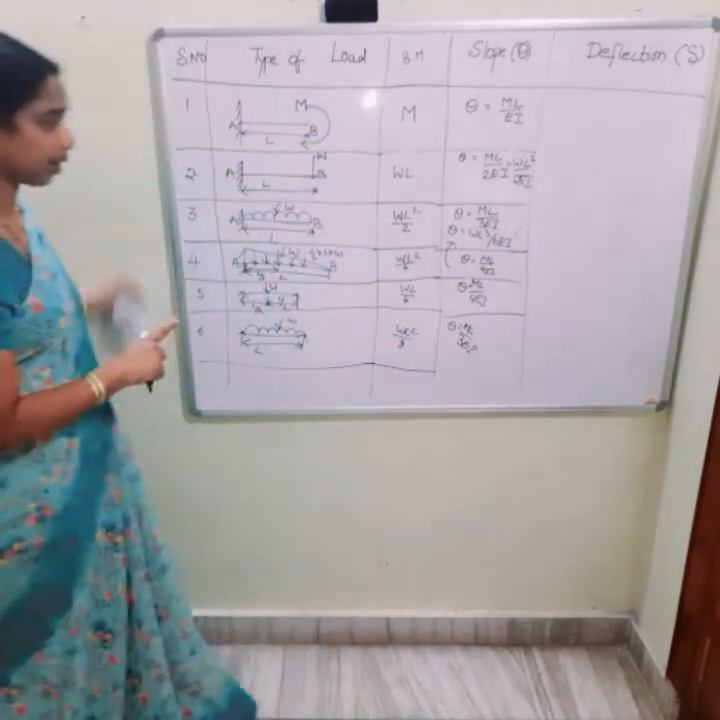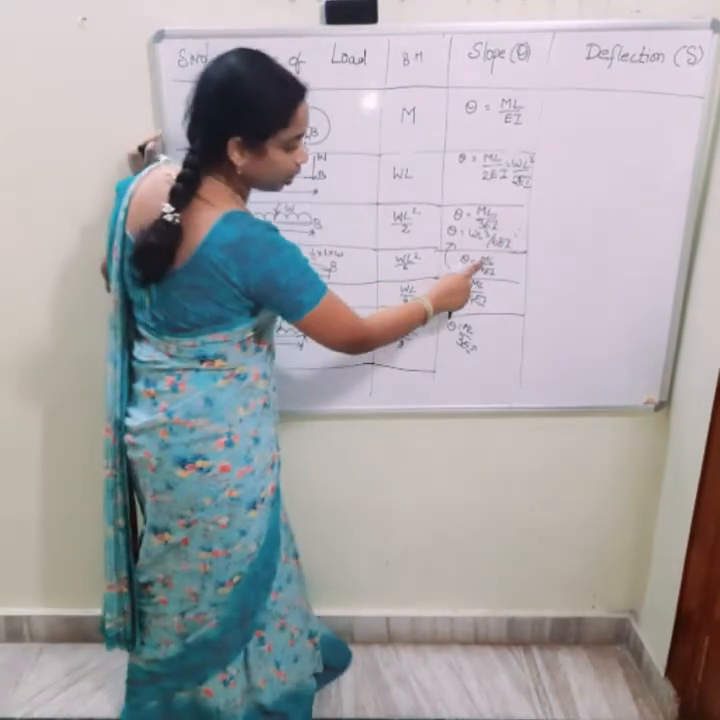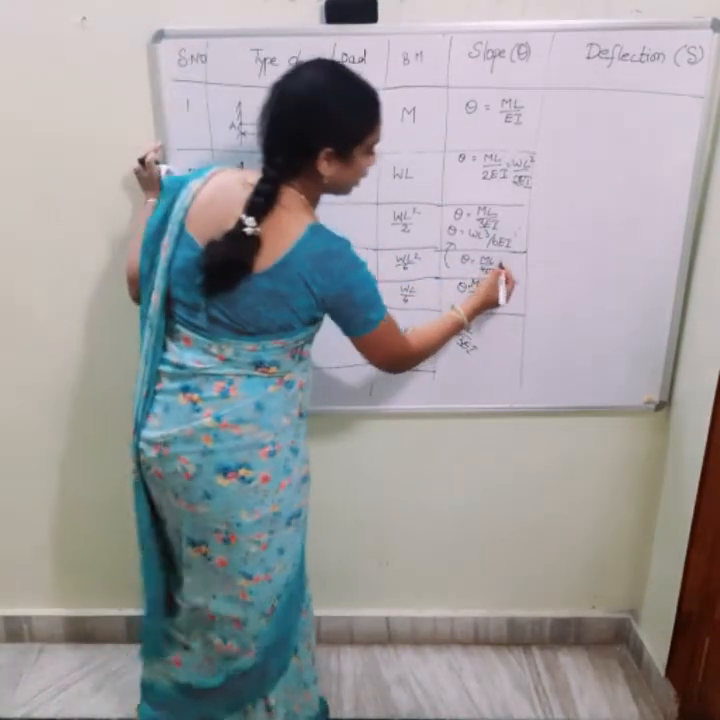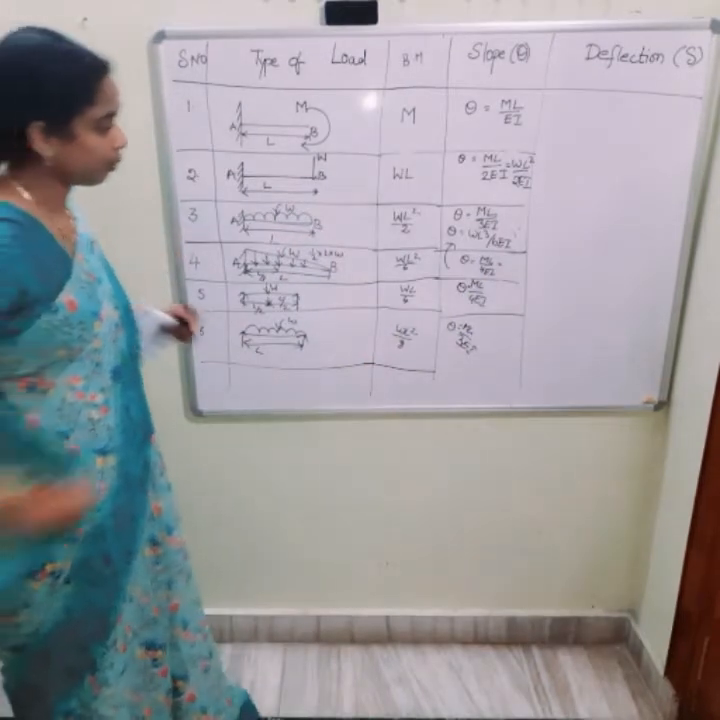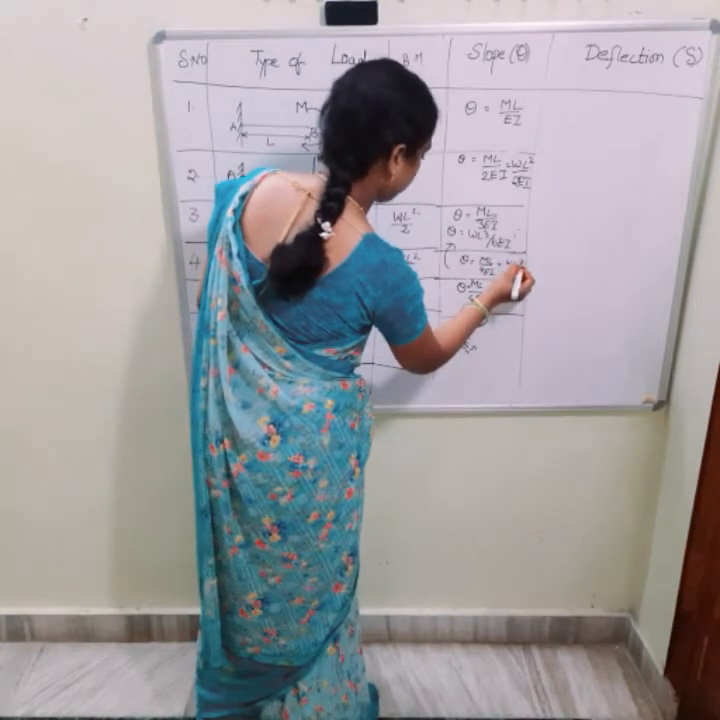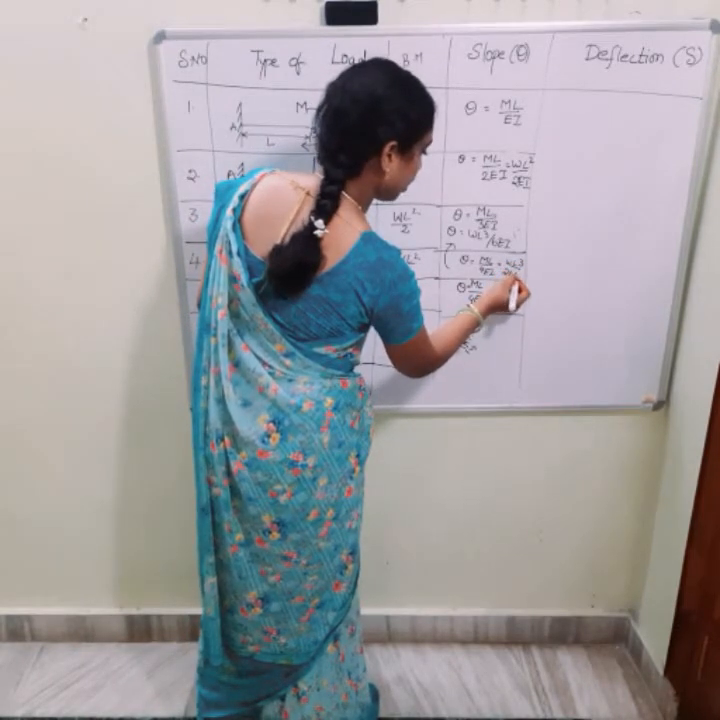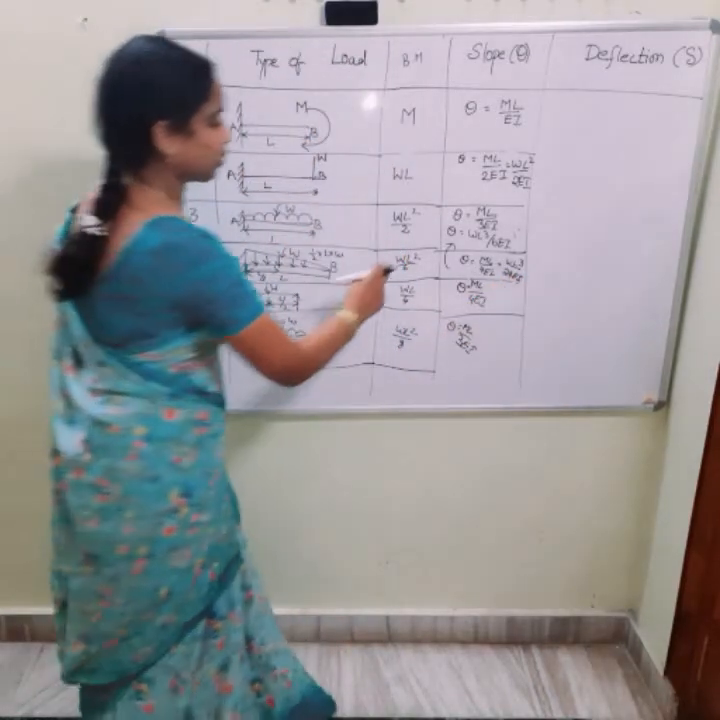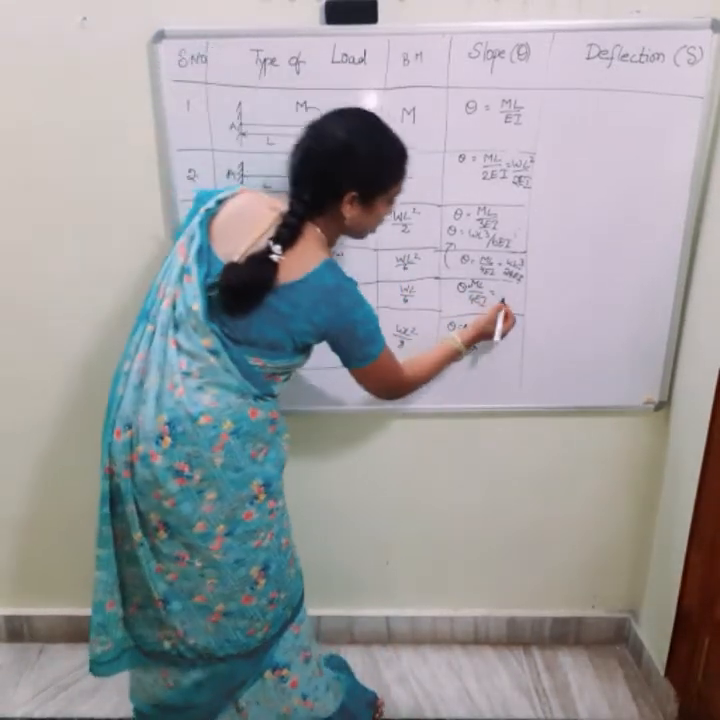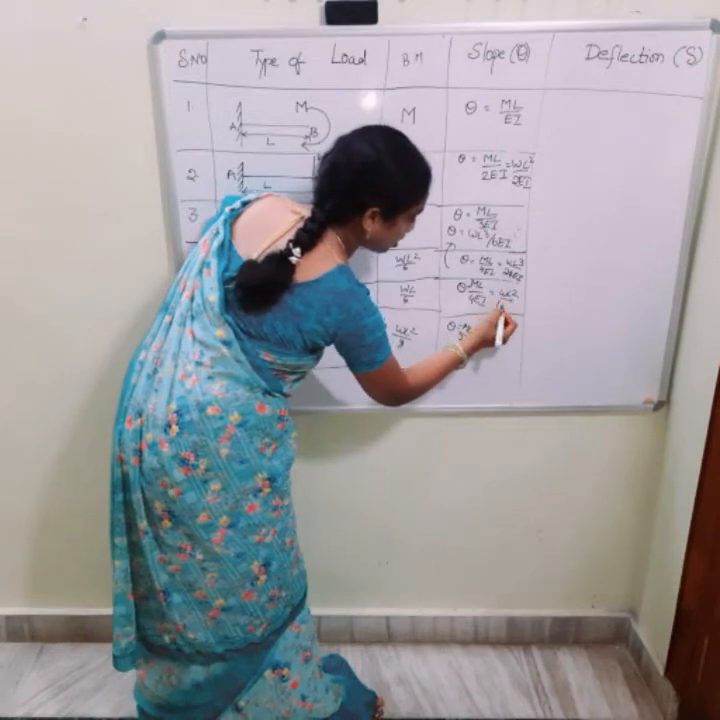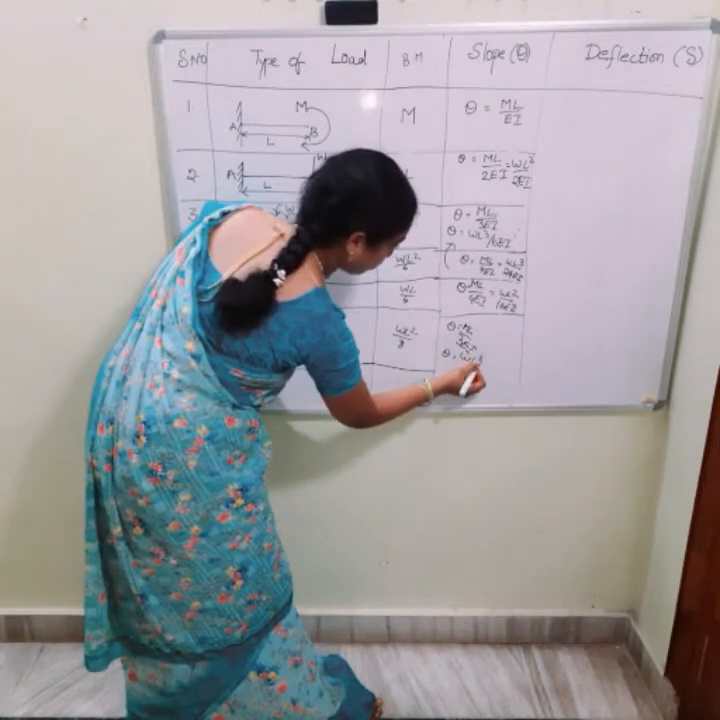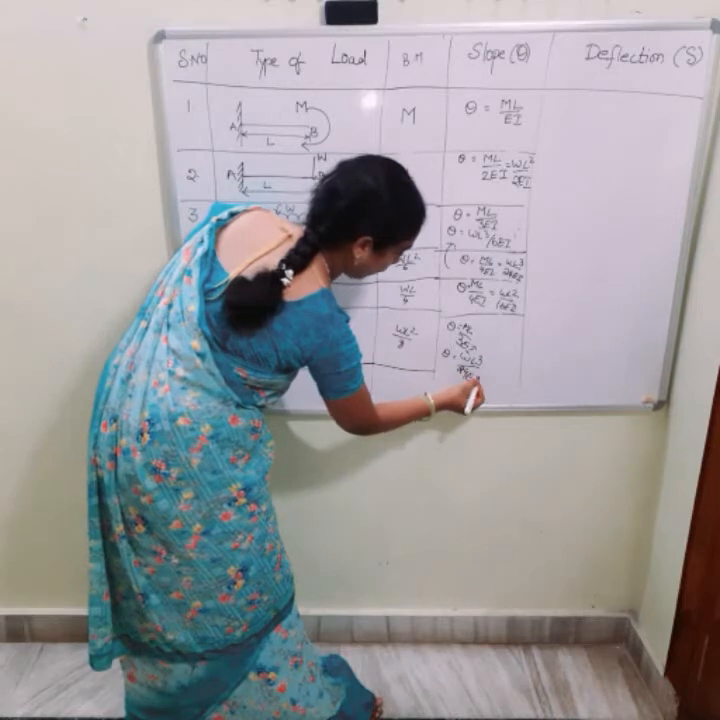Now here also you substitute. If it is a gradually varying load, it is ML by 4EI, so what will be the answer? See here, M L square by 6, so it is ML cube by 24EI. 6 4s are 24. Next one, ML by 4, I am substituting, ML square by 16EI, so this one is ML cube by 24EI.